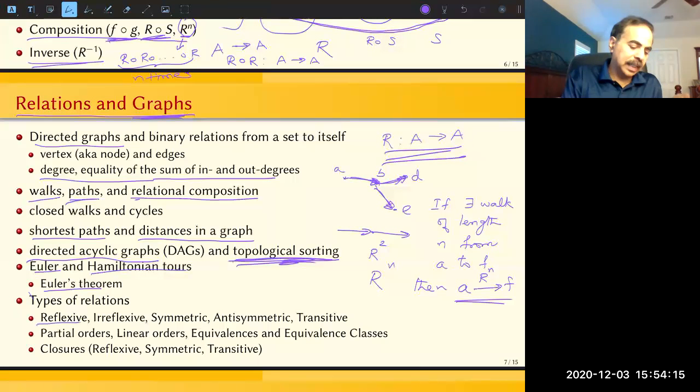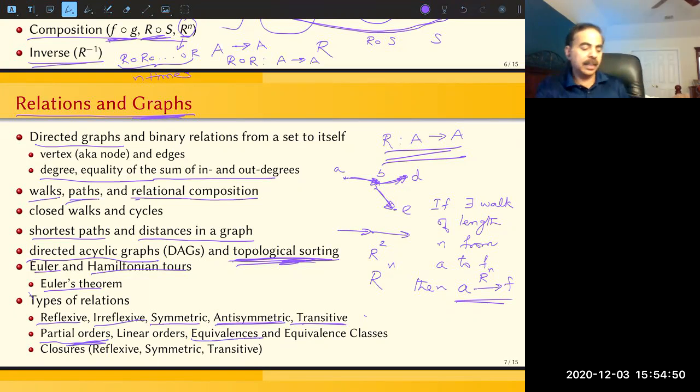Okay. Then we looked at types of relations. What is a reflexive relation? What is a symmetric relation? What is a transitive relation? And then antisymmetry and irreflexive. And then we talked about how a partial order is antisymmetric and transitive. So for combinations of these relation types, we give them new names such as partial order, equivalence, and so on.